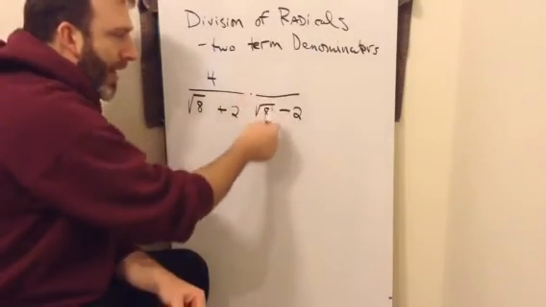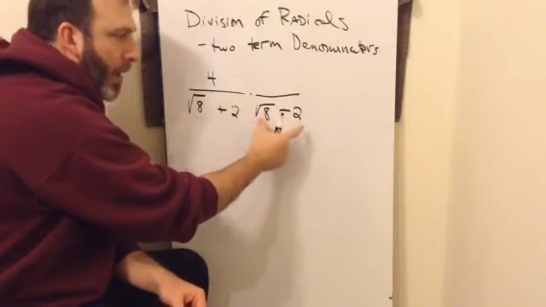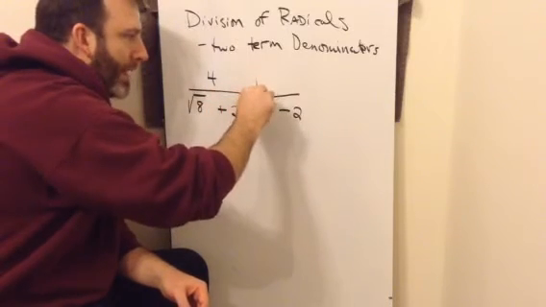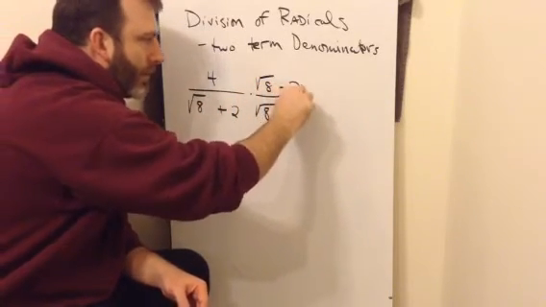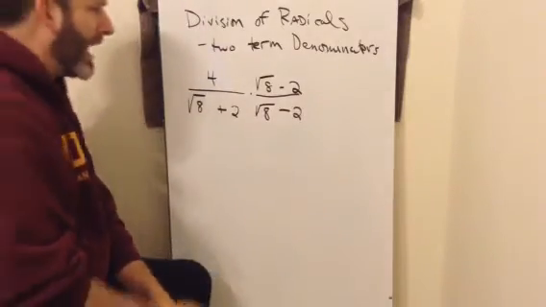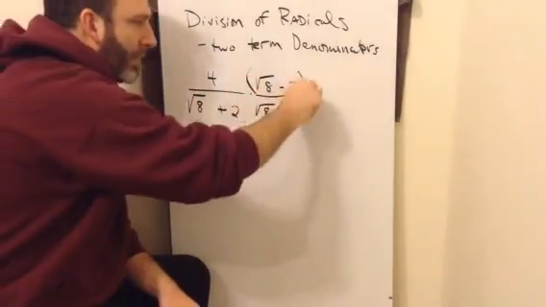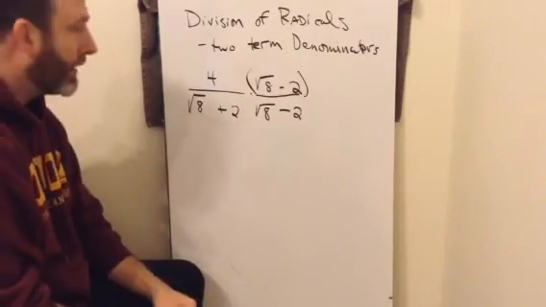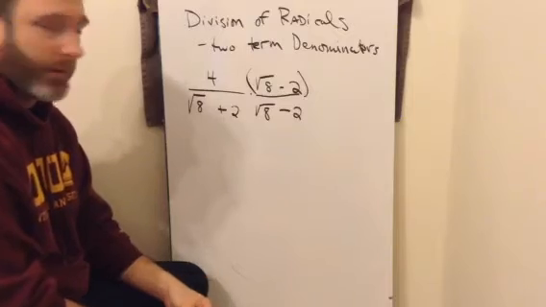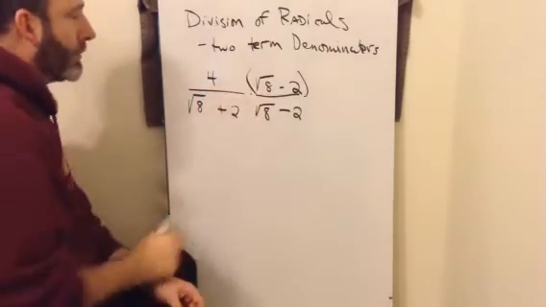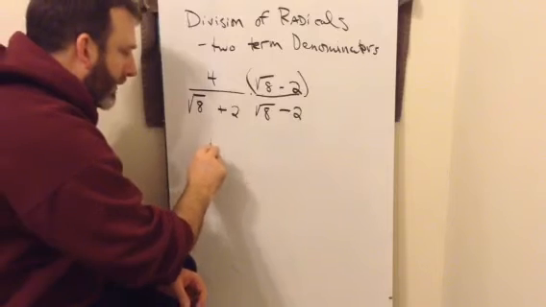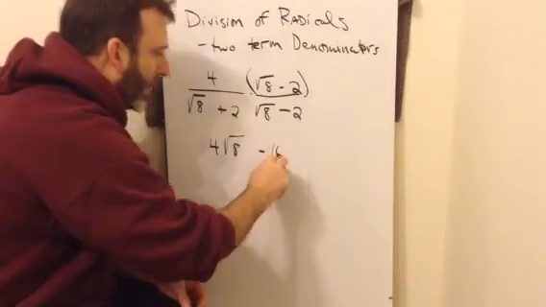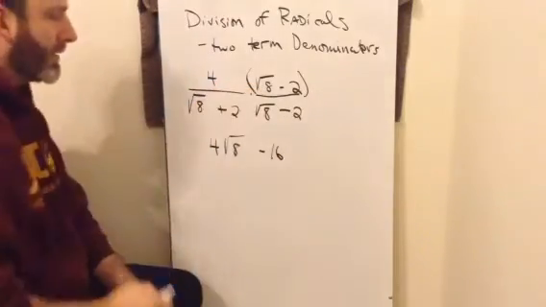But whatever I multiply the bottom by, I don't want to change the value, so I multiply the top by that same value. Now the top is going to be 4 times top times top, so we're going to need a set of parentheses. The bottom you can FOIL, but there's also that difference of squares shortcut we showed you. If I multiply this out, 4 times the square root of 8, I get 4 root 8, distribute 4 times negative 2. If you do not put those parentheses, you're only going to multiply the two closest things.